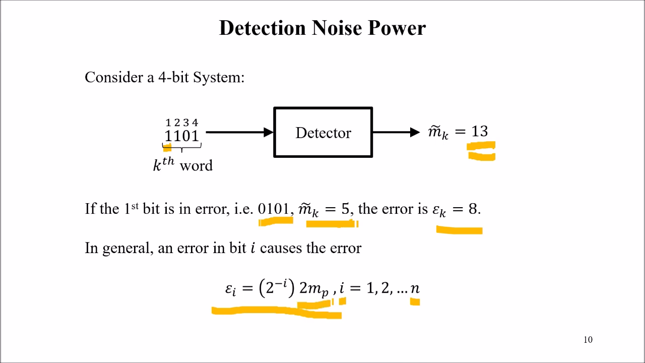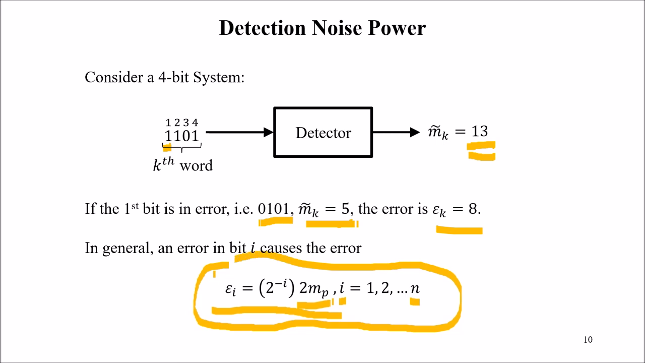So we can see that this is certainly true if I is equal to 1. 2 to the minus 1 is 1/2. 1/2 times 2 MP would give you a value of MP. So that would be the amount that the detected value would be in error compared to the intended value. If there's an error in the least significant bit, this would be a much smaller value. So this now is the value of the error depending upon which bit is in error.